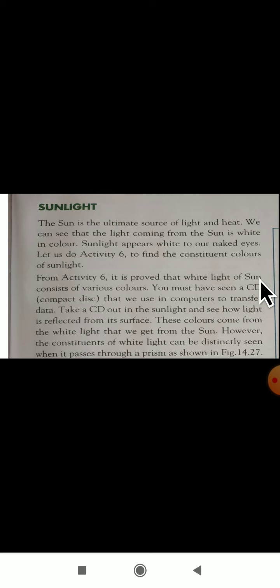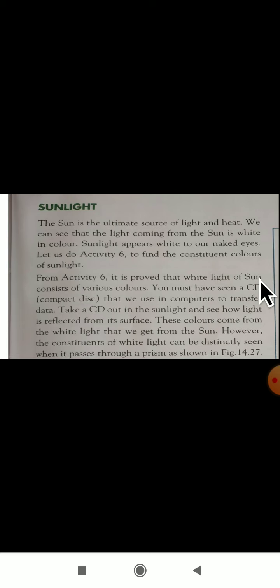Just take that CD to the sunlight. You can see several colors there again. When the sunlight falls on the CD, it gives several colors. These colors come from the white light that we get from the sun.